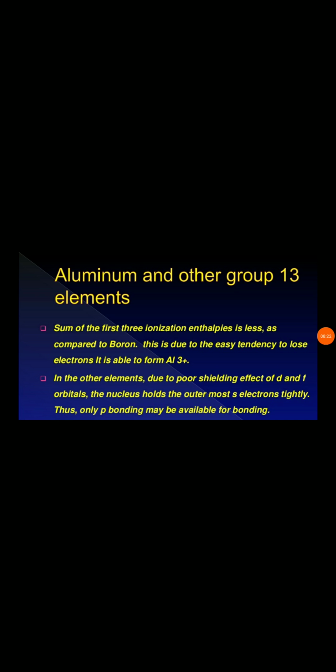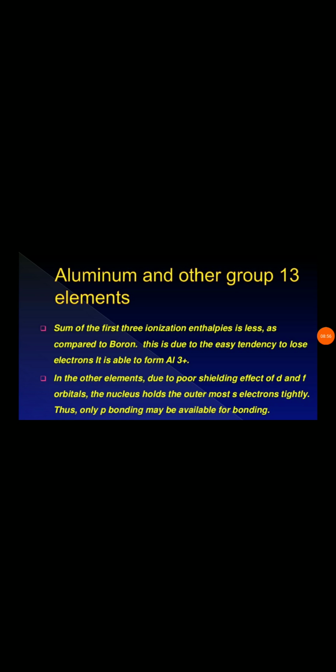That means the 13th group first element is completed. Now the 13th group second element, now we are going to see that. In the boron family, aluminum is the second element: boron, aluminum, gallium, indium, thallium. In that, the second element is aluminum. So aluminum and other group 13 elements, that is what we are going to see now.